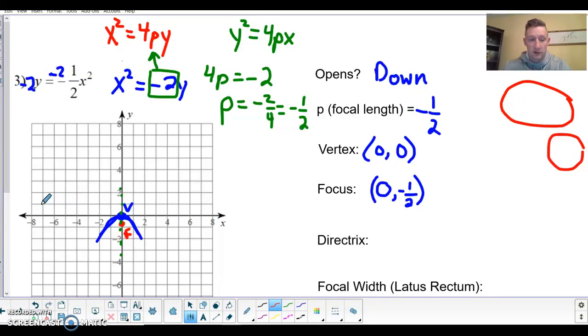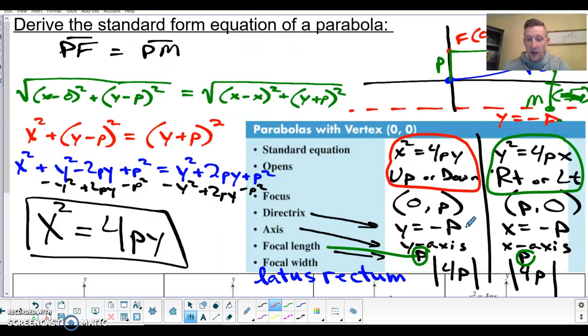Here's the directrix, a horizontal line in this case, and it's going to be p units away from the vertex, just going the other way. So this distance is also p, because all the points on my parabola are equidistant from the focus and the directrix. So if I went p units to get to the focus, I probably have to go p units the other direction to get to the directrix.